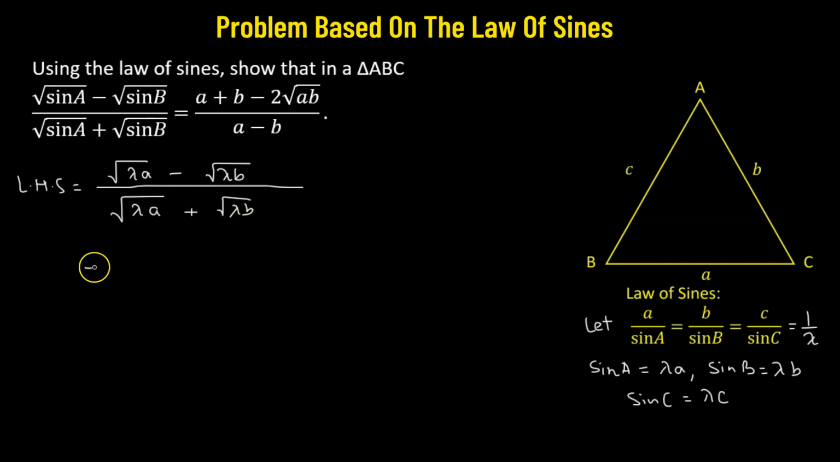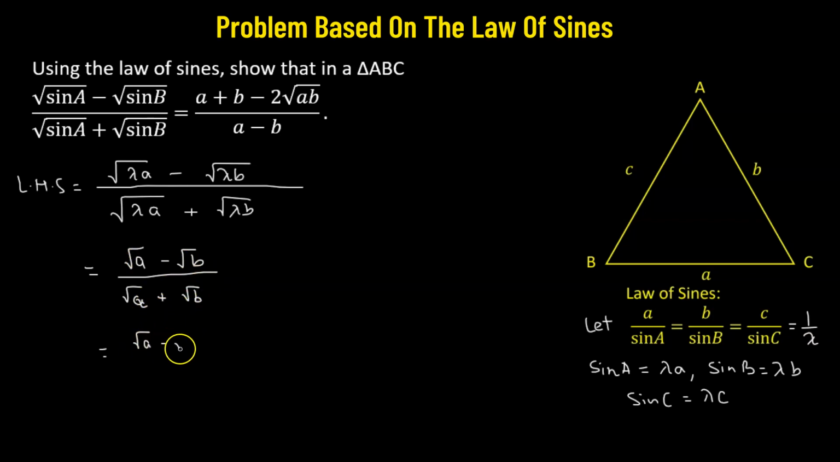Now we can factor out the square root of lambda from both the numerator and the denominator, and we're left with the square root of a minus the square root of b, whole divided by the square root of a plus the square root of b. Now what we can do is rationalize the denominator. All we have to do is multiply the numerator and the denominator with the conjugate of the denominator, which is the square root of a minus the square root of b.